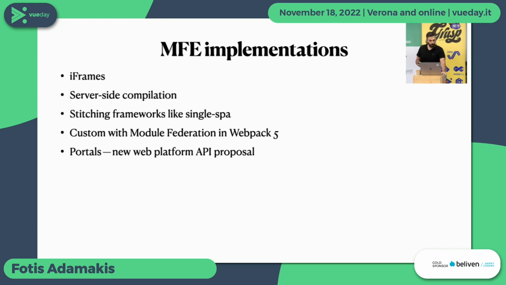There are many ways to implement them. Iframes is what we used in my previous job, and server-side compilation is what we use in Glovo. Module federation is probably the coolest thing right now. And there is also a proposal about portals, which is something like iframe. Don't quote me on this, but it's something like iframe. Sandboxes, you create sandboxes with some specific lifecycle hooks. This is what I got from it.